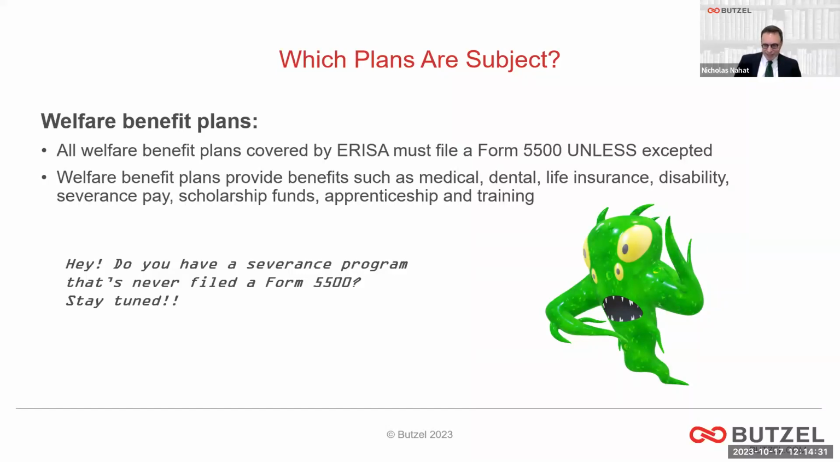But as you can see from the slide, welfare benefit plans provide benefits. We're probably most familiar with healthcare plans, medical plans, but as you can see, there's a whole panoply here: medical, dental, life insurance, disability, severance pay, scholarship funds, apprenticeship and training.